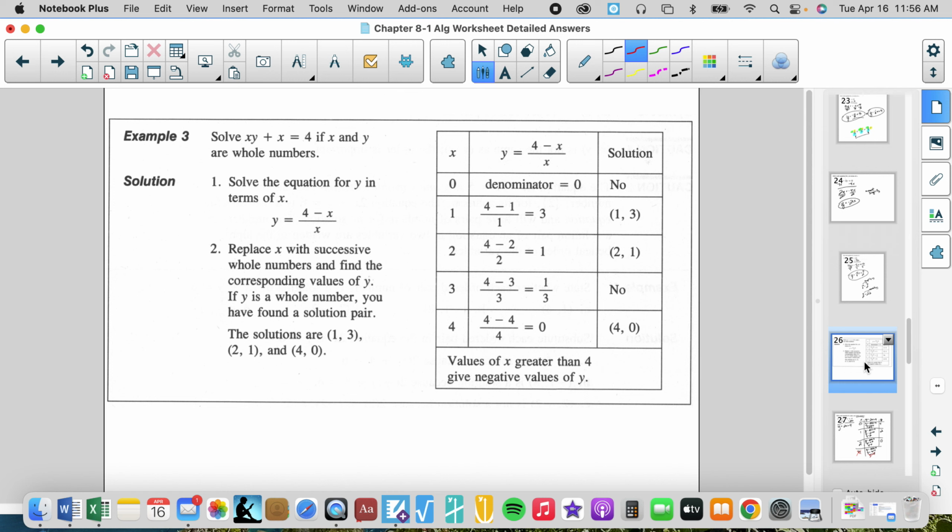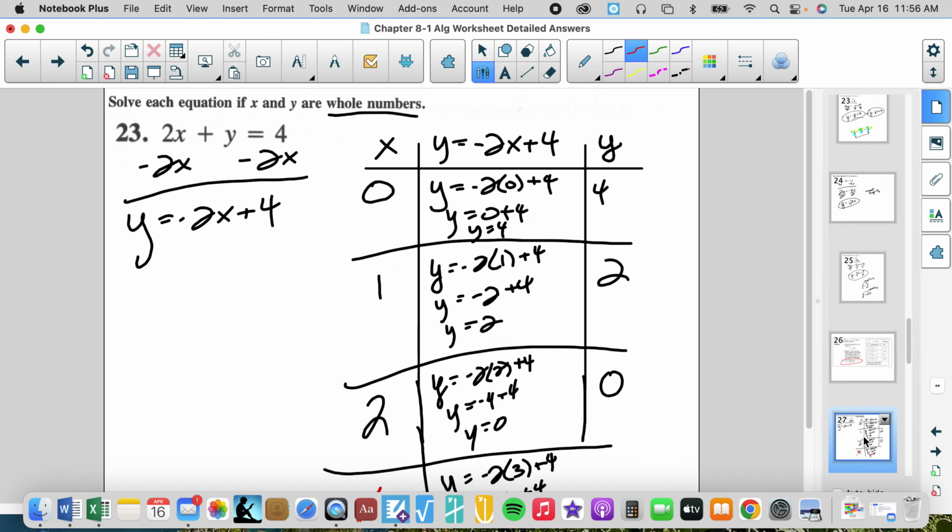The solutions, yes, so they did list them. You see the solutions are there, so I'm going to list my solutions. So my solutions are (0, 4), (1, 2), and (2, 0).